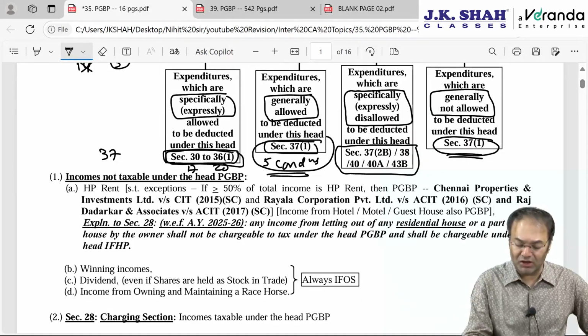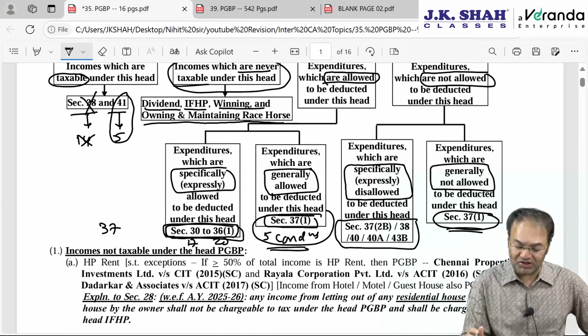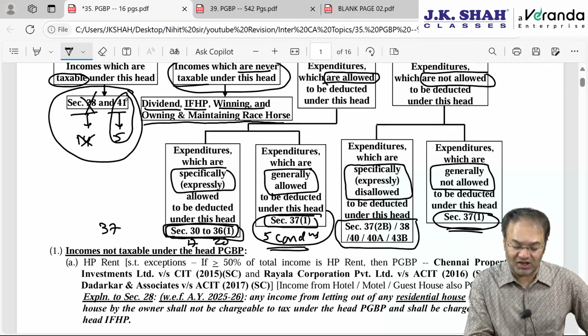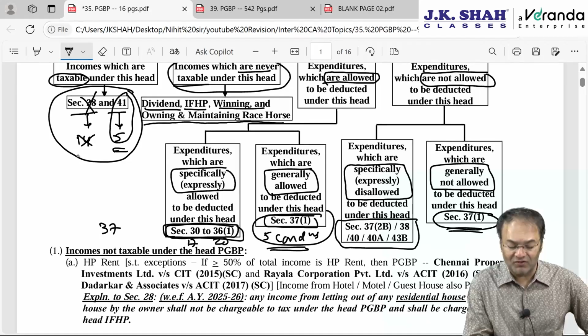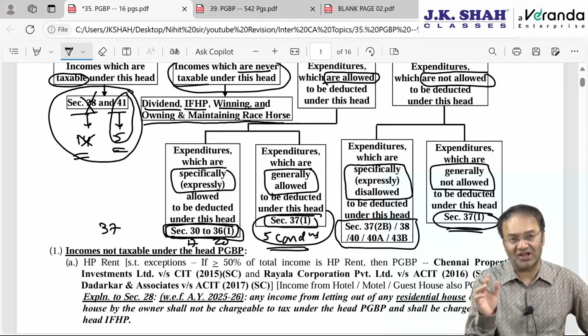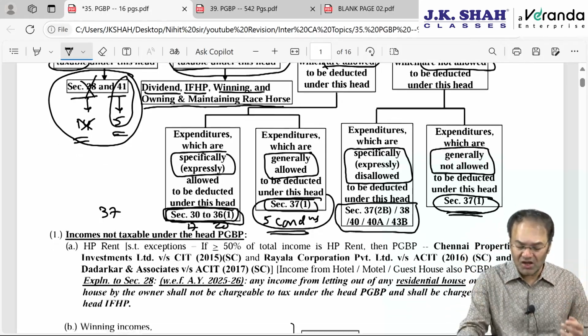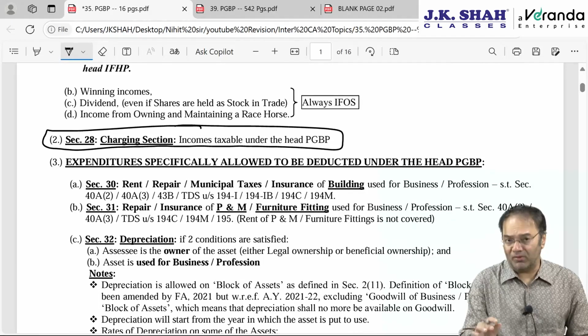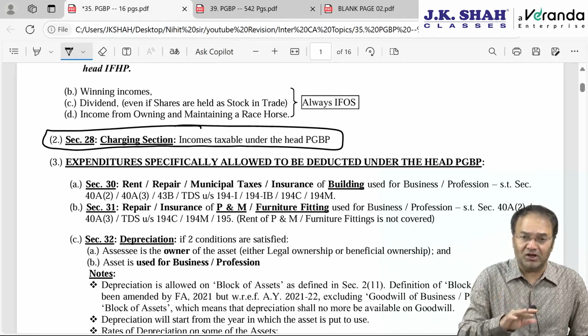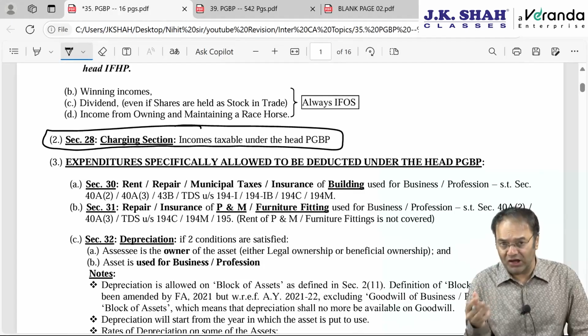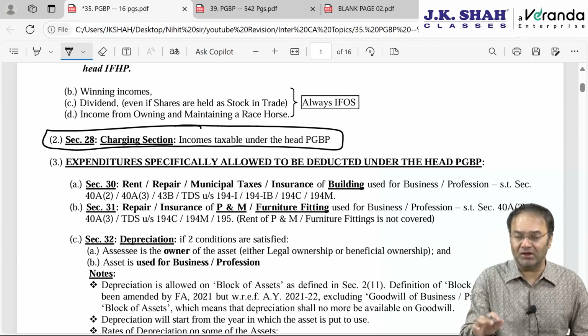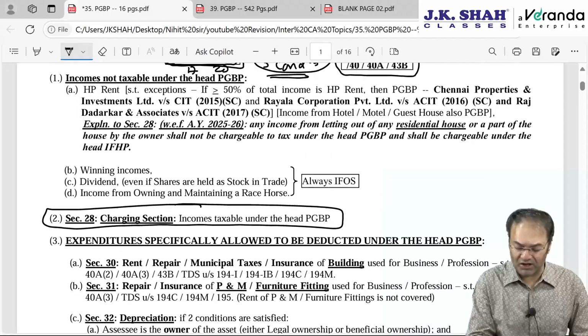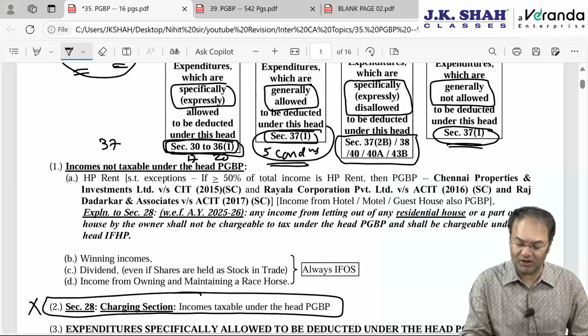Okay, now starting with incomes which are taxable under this head. Incomes which are taxable under this head are governed by 2 things. Section 41 we will discuss at the end. Section 28 is not to be studied. Section 28 is the charging section, which talks about certain incomes, but that was relevant from the inter-CA point of view. While doing the regular class, we discuss everything in detail, but in the revision lecture, this is not relevant from the exam perspective. That's why we are skipping it.